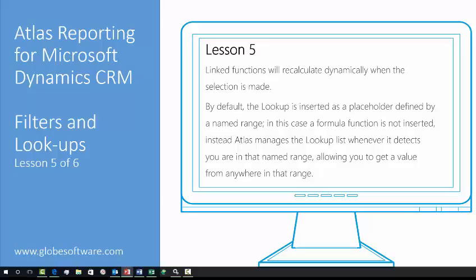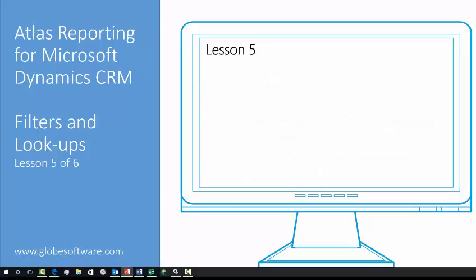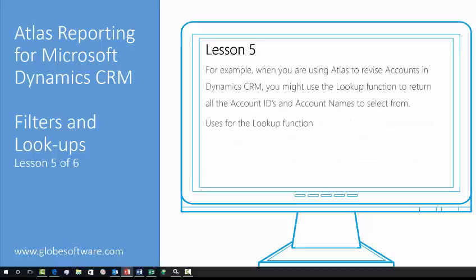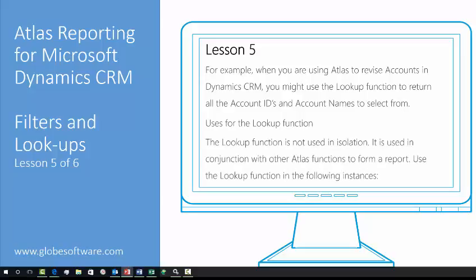By default, the lookup is inserted as a placeholder defined by a name range. In this case, a formula function is not inserted, but instead, Atlas manages the lookup list whenever it detects that you are within that name range, allowing you to get a value from anywhere within that range. For example, when you're using Atlas to revise accounts in Dynamics CRM, you might use the lookup function to return all the account IDs and the account names to select from.